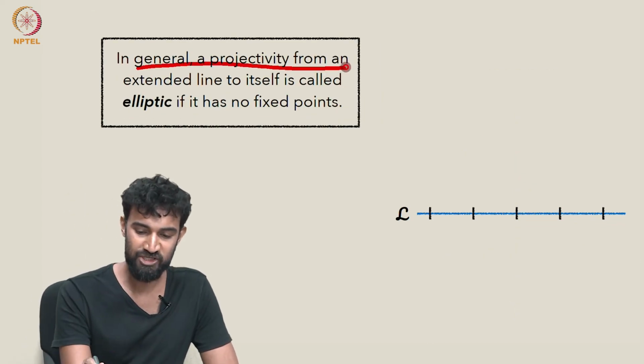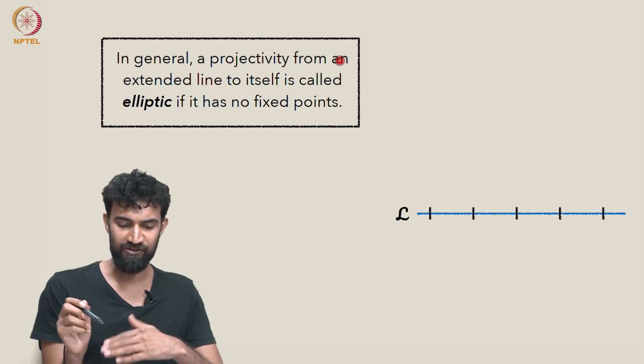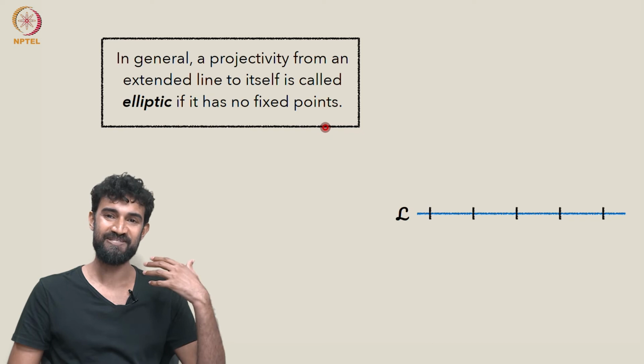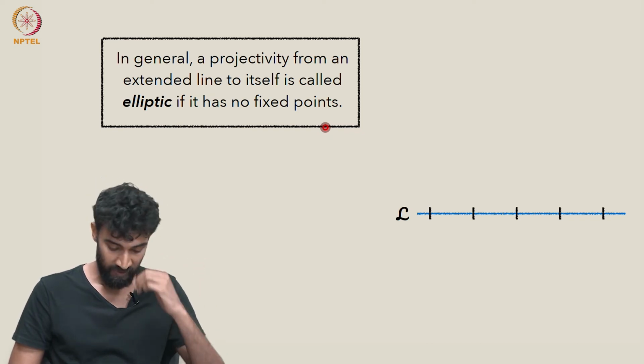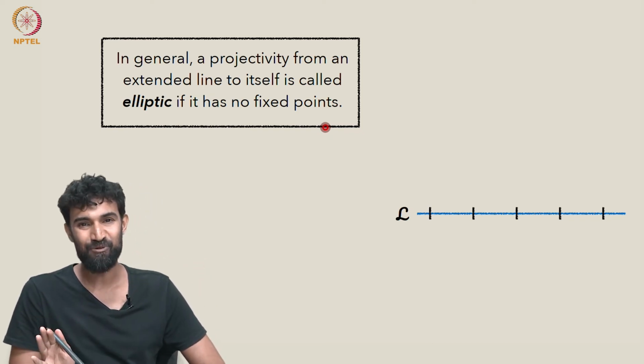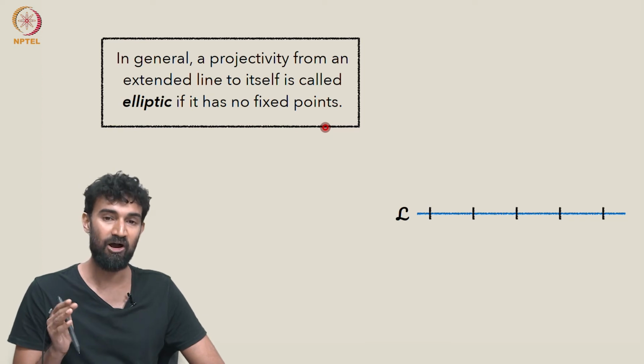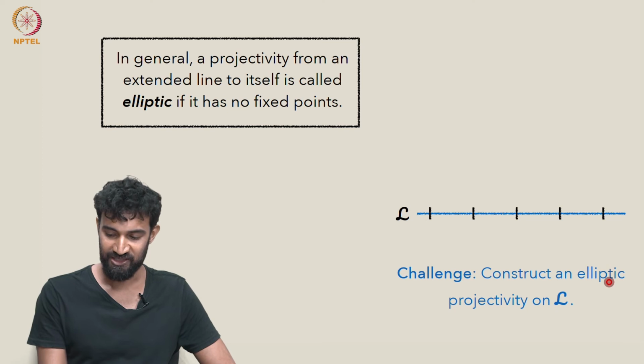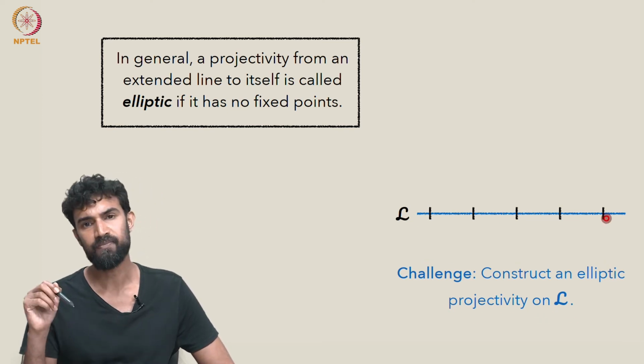Now, in general, a projectivity from a line to itself is called elliptic if it has 0 fixed points, if it has no fixed points at all. We haven't seen any example of that yet. And actually, they're a little harder to come by. They're a little harder to construct. So as a challenge, can you construct an elliptic projectivity on the line L?